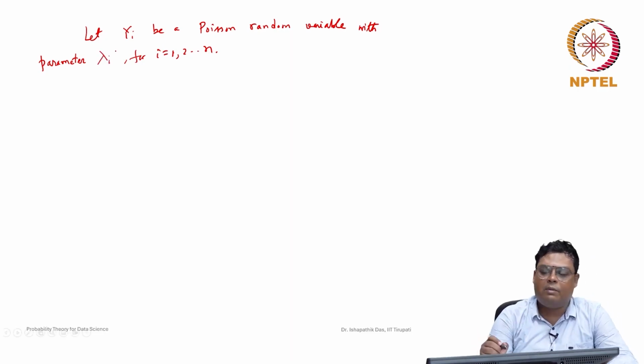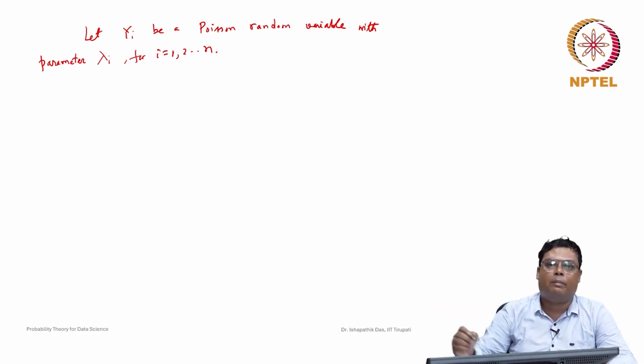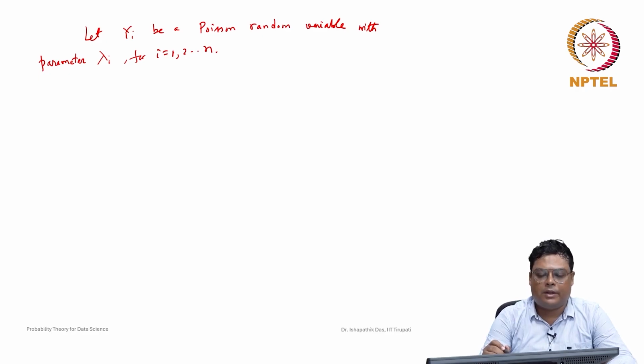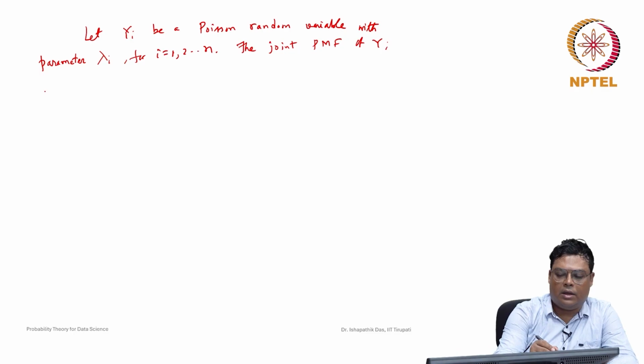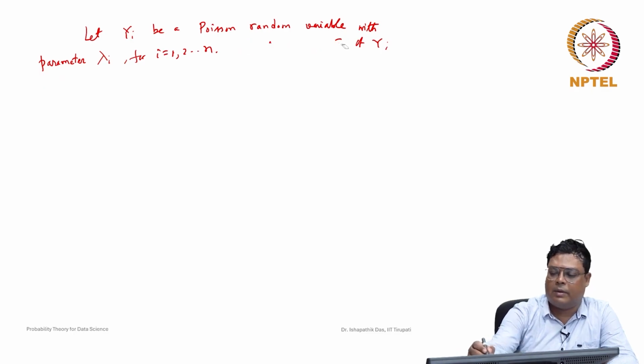But now here we are considering not identically distributed random variables. Suppose yi is a Poisson random variable with parameter lambda i, for i equal to 1 to n. Now, if they are independent, then we can find their joint probability mass function. So what is the joint probability mass function? First let us find the probability mass function of yi.